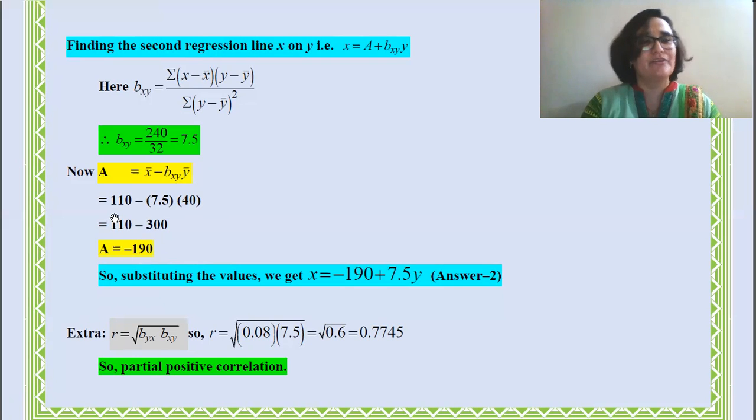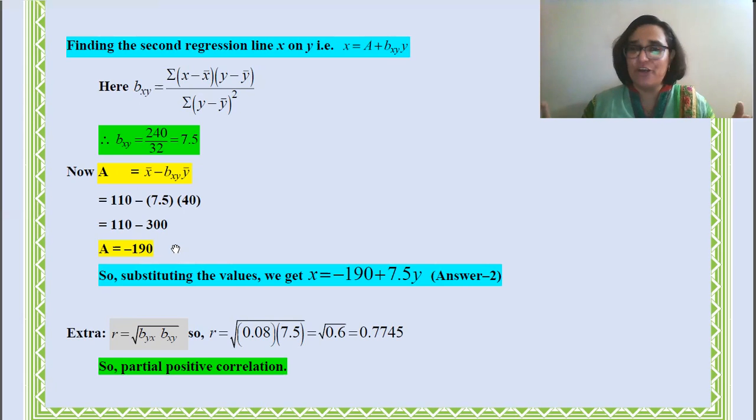Check for yourself. X bar, y bar, byx, bxy, सब कुछ है हमारे पास. Whatever you require, you substitute. All right. So 110 minus 7.5 जो आपको मिला, multiplied by y bar 40 जो दिया था. Okay, if you calculate, you get A is equal to, look at the yellow highlight. A is equal to minus 190. तो माइनस में आ सकता है, बिल्कुल आ सकता है, no problem at all.